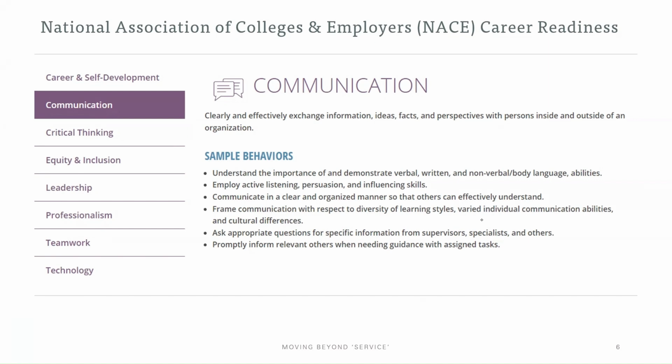And then each one is defined using the definition by NACE. However, I added an additional one: information literacy, as defined by the general education learning curriculum on our campus. Because if you notice, none of that is here, but it could fit into multiple categories.